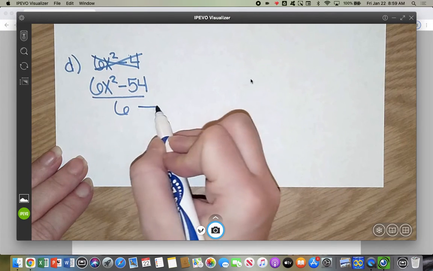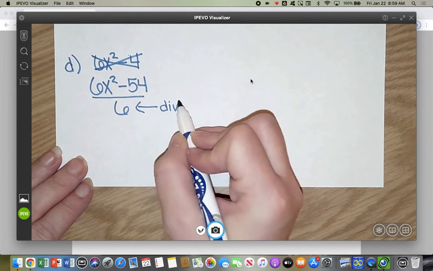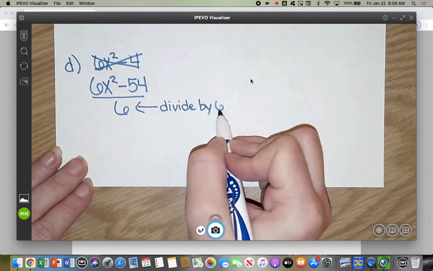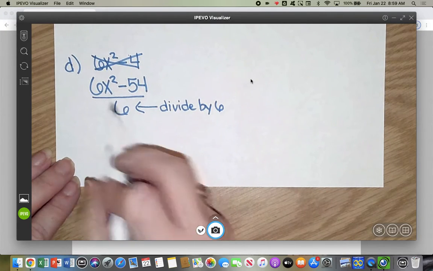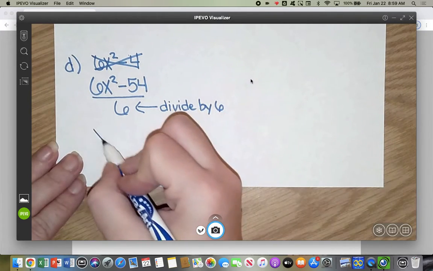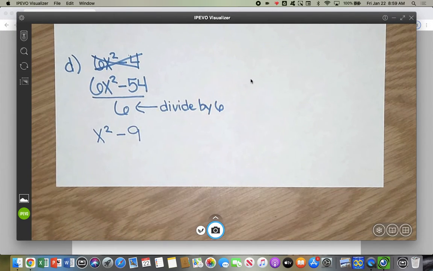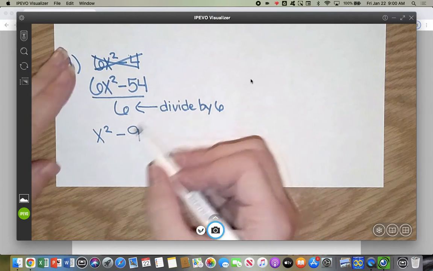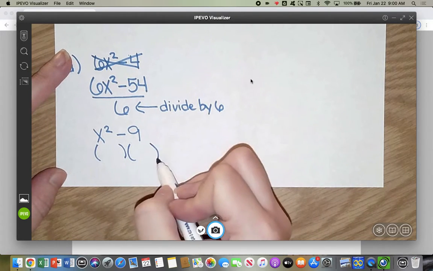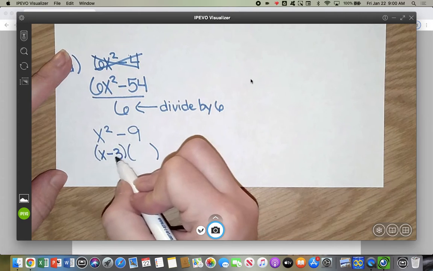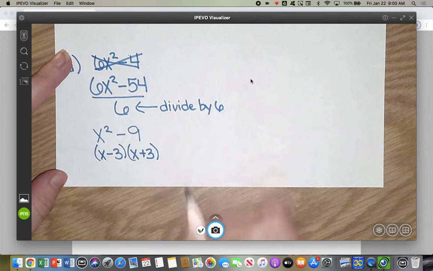If I divide these both by 6, we end up with what? What's 6 divided by 6? So that'd just be x squared. What's 54 divided by 6? 9. Do we like that type of problem? Those are perfect squares. Sometimes when you divide, it makes it work out the way you want. So if I wanted to factor x squared minus 9, what would that become? x minus 3, x plus 3, because the square root of 9 is 3.